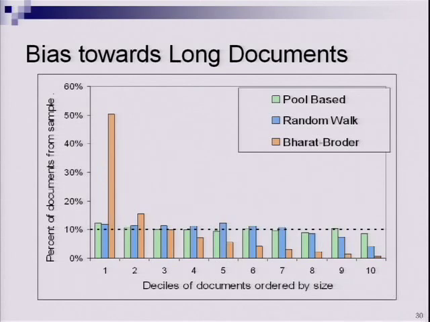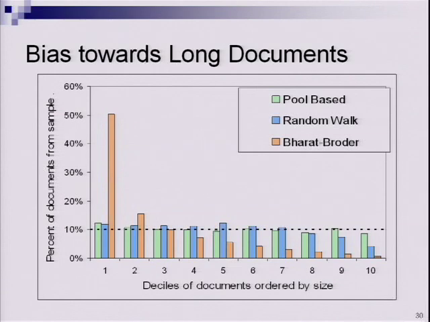We used the ODP, the Open Directory Project corpus, to create a search engine. And then we ran the 3 samplers against the search engine. Why did we have to do that? Because for that small search engine, we have ground truth. We know everything about it. So we can compare the samples to what is the reality.